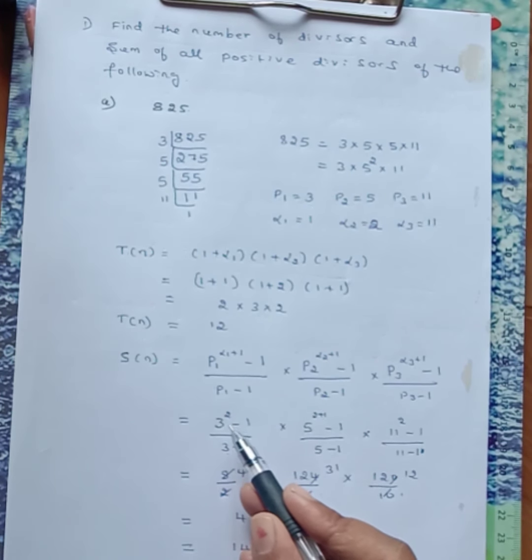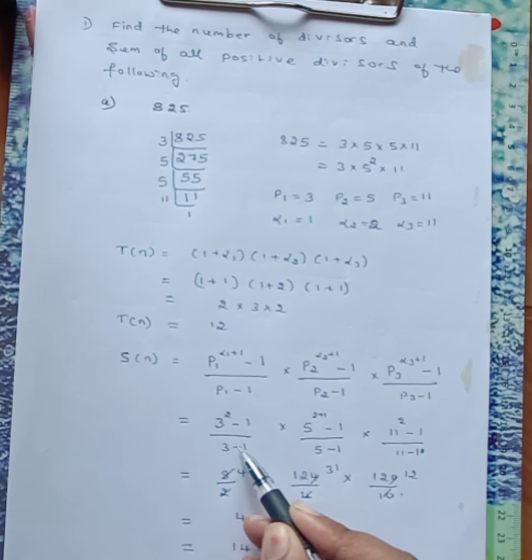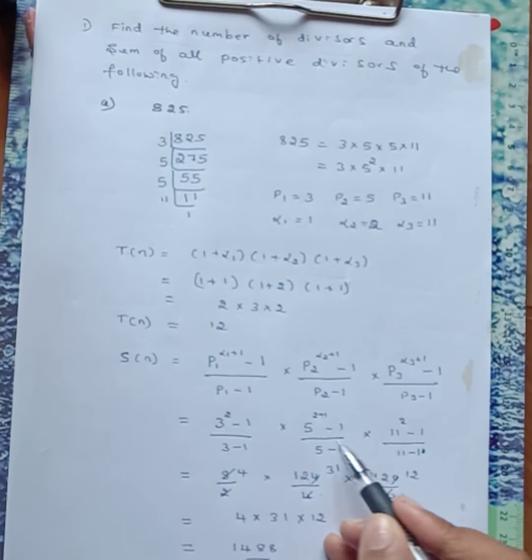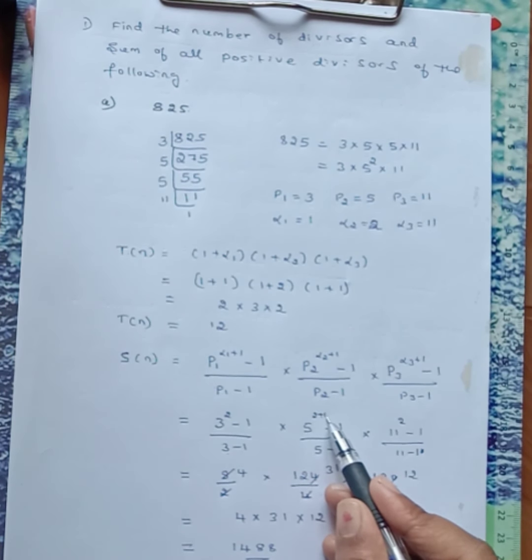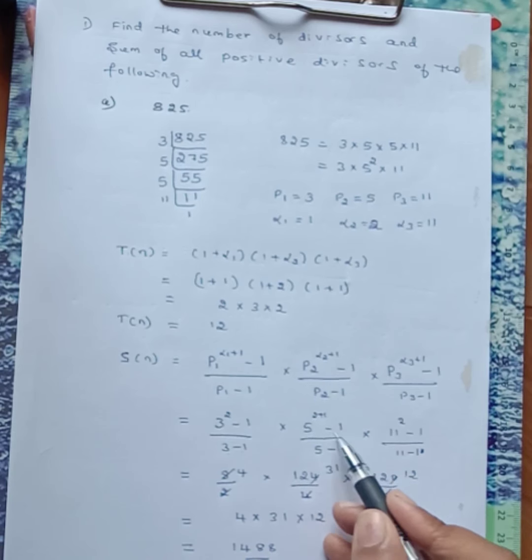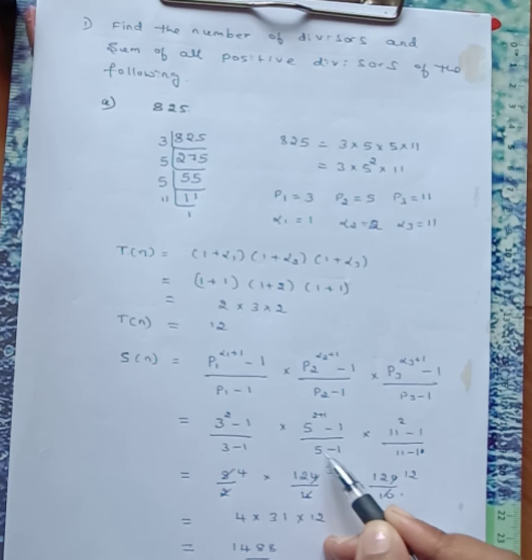3 to the power of 2 means 9, 9 minus 1 is 8, divided by 3 minus 1, that is equal to 2... wait, 8 divided by 2 is 4. 5 to the power of 3 means 125, 125 minus 1 is equal to 124, divided by 5 minus 1 is 4.